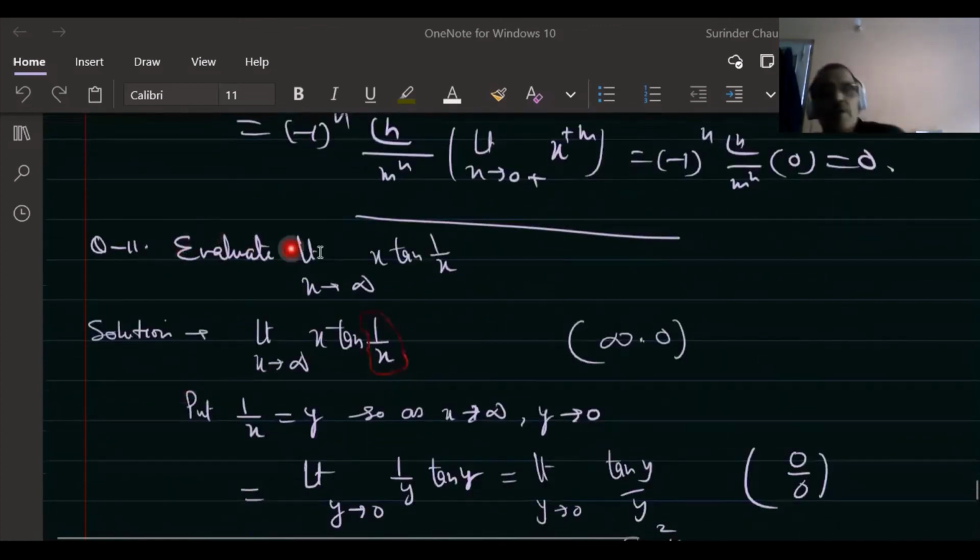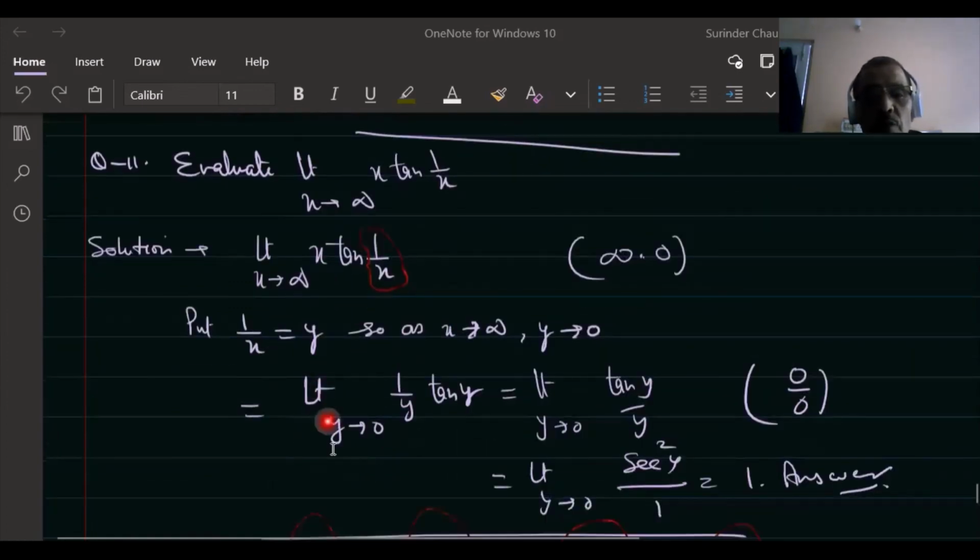Now let's evaluate the limit as x goes to infinity of x into tangent of 1 by x. Now in the limit of x into tangent of 1 by x, as x goes to infinity, 1 upon x goes to 0, so this is infinity into 0 form. Now you want to make it explicit: put 1 upon x equal to y. In this form the value is not easy to calculate, so we'll convert the limit. As x goes to infinity, y goes to 0.